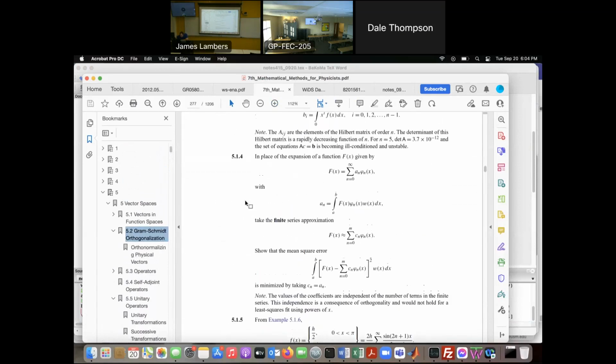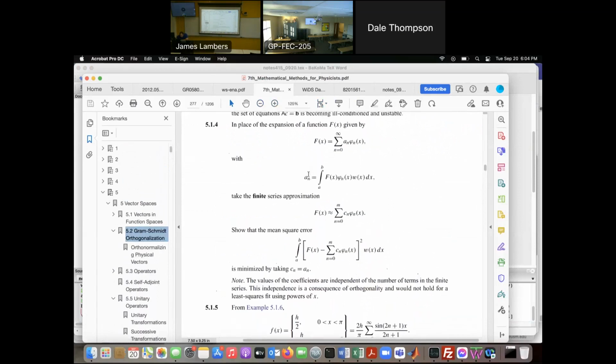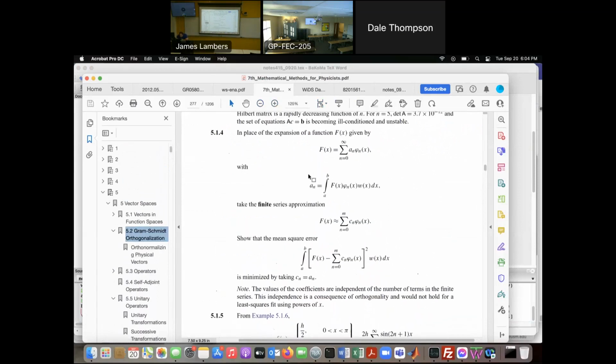I get the result that we want to get. I get that C sub n is equal to A sub n to minimize the mean square error. But the only way I get that result is if the integral from a to b of w of x dx is equal to 1. Oh, I can't justify that. I can't find that anywhere. And I feel stupid because I feel like it's going to be either something that's obviously wrong or obviously right. Okay. Let's see.